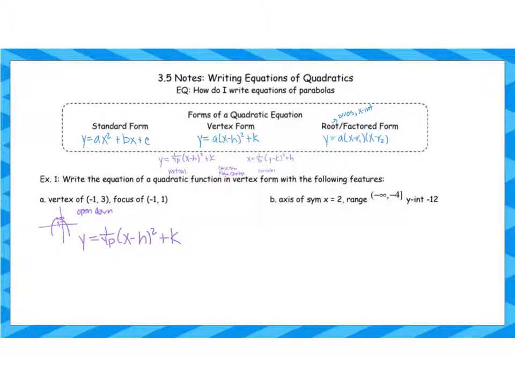The first thing we need is the p-value. So p is the distance between the focus and the directrix. In this case, that p-value is 2. So when I plug that into my equation, it would be 1 over 8, then my vertex, x plus 1 squared, then plus k. And that gives me the equation of the parabola with the vertex and focus that we're given.